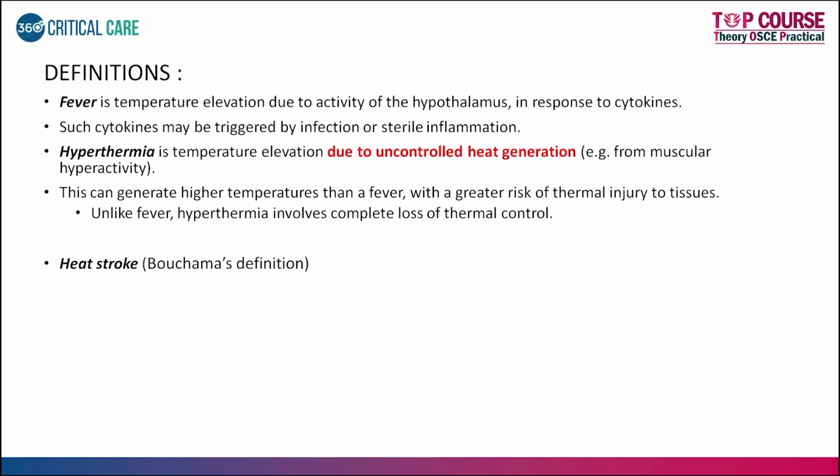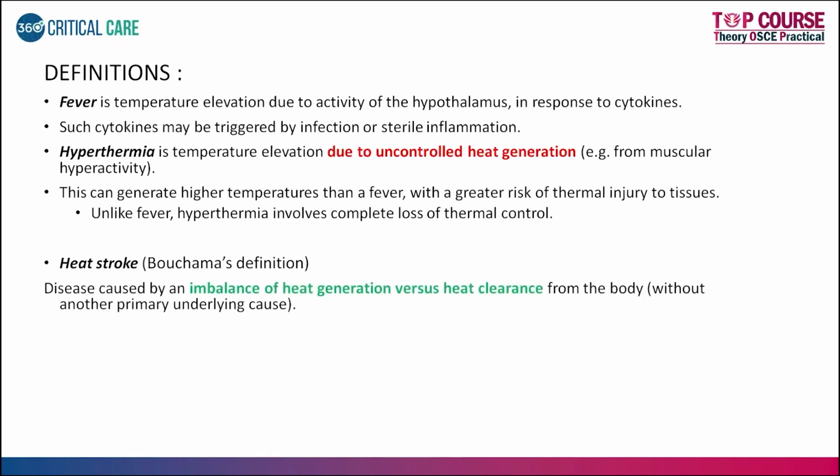So what is heat stroke? There is the Japanese Acute Medicine classification, or Buchama's definition, for heat stroke. Heat stroke is a disease caused by imbalance of heat generation versus heat clearance from the body without a primary underlying cause. The patient was absolutely normal, suddenly there will be an overproduction of heat wherein the body is unable to clear out that heat and the heat gets retained in the body. This imbalance between generation and clearance causes systemic issues, which is called heat stroke. I'm repeating myself: it is a disease caused by an imbalance of heat generation versus heat clearance from the body, in a person without a primary underlying cause.